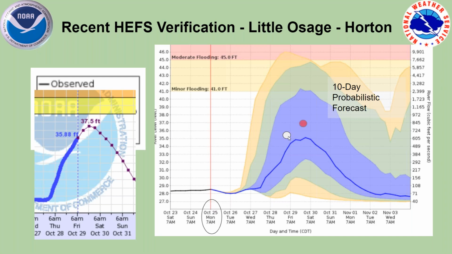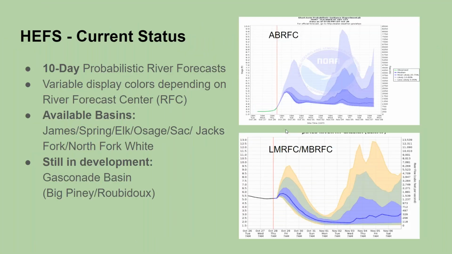And then I went ahead and included the forecast peak here. But you might see it diverging a little bit, but actually the timing of the crest isn't that bad. It's pretty close to being on target there. So that is HEFS. So the current status in our area, again, it's a 10-day probabilistic river forecast product.